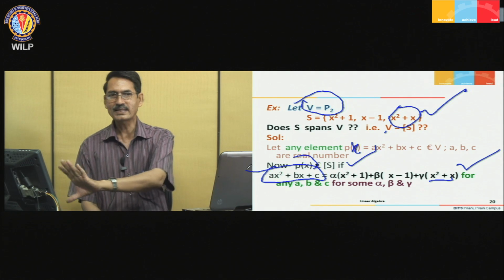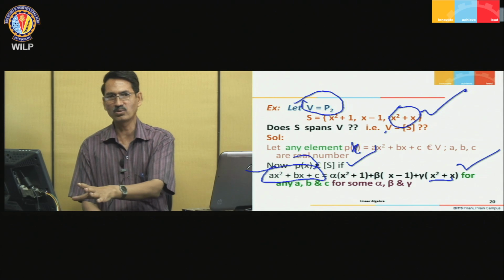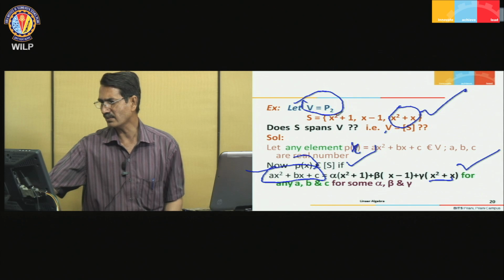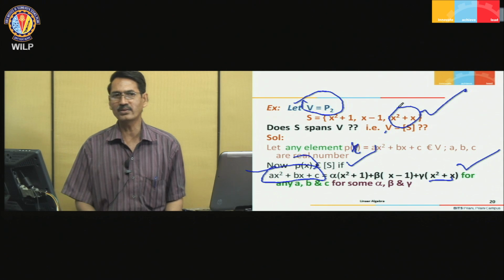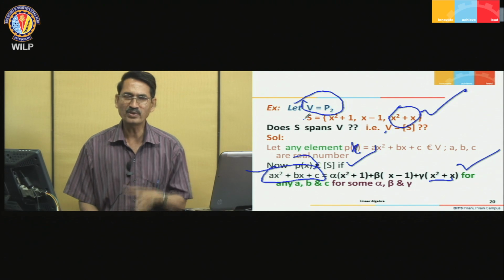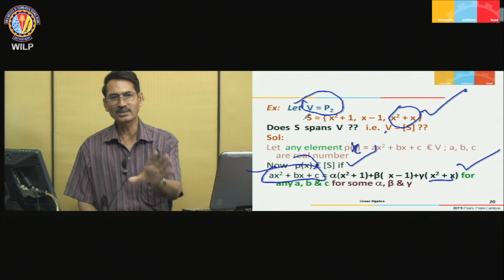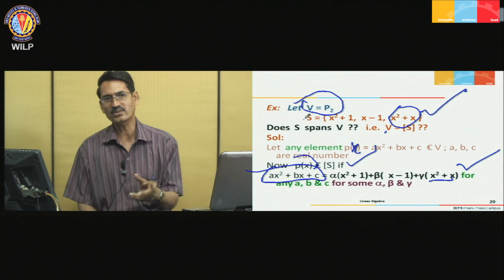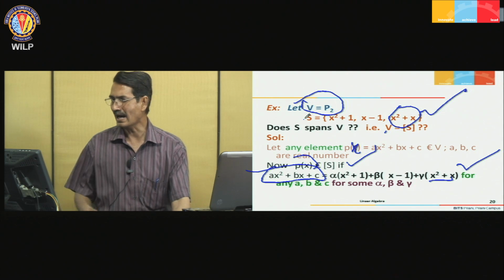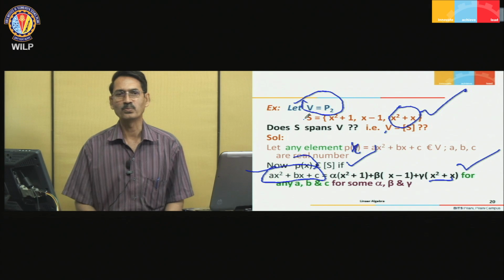So, if this is meaningful, meaningful means any polynomial of degree 2 can be expressed as the linear combination of these 3 polynomials, these 3 elements of S. See whether it is possible or it is not possible. If it is possible, we will have to prove. If it is possible, then we shall say that S spans V. If it is not possible, then we shall say that S does not span V. Remember, LHS is a polynomial of degree 2. RHS is also a polynomial of degree 2.